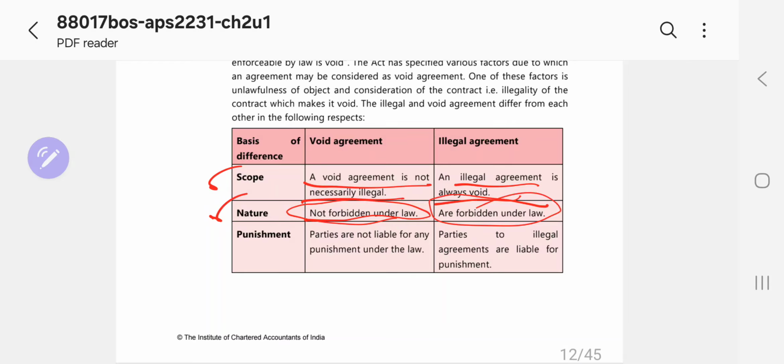So earthquake or fire are not forbidden by law, those are non-controllable. But in an illegal agreement, certain activities are prohibited or forbidden by law for a party to enter into, such as the purchase of drugs, murder or fraud. These are illegal activities, forbidden or prohibited by law. Punishment: parties to a void agreement are not liable for any punishment under law because it does not involve any illegal activity, but parties to an illegal agreement are liable for punishment as per law.